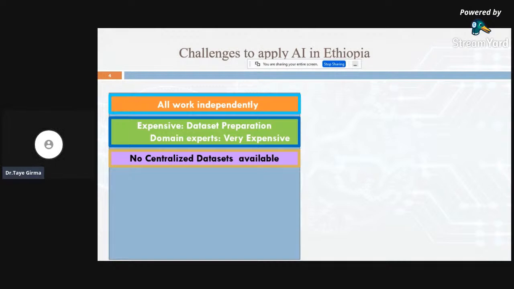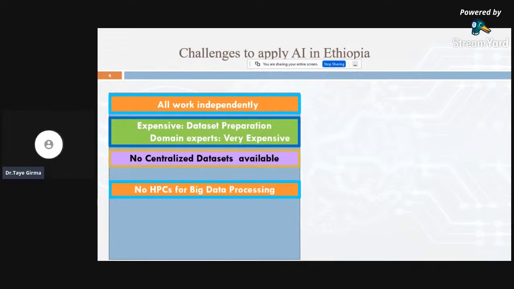The other challenge that makes applying AI in Ethiopia so difficult is that there is no centralized dataset available, even one that is not structured or well annotated.